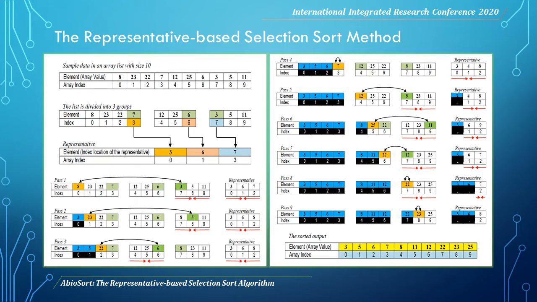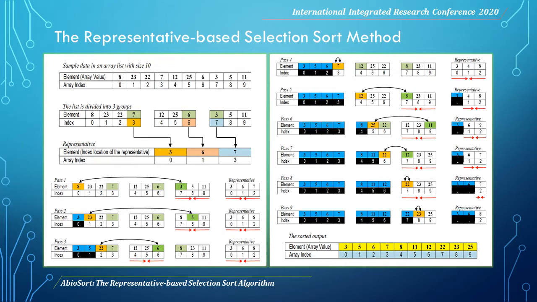Although the algorithm still needs to perform searches for a new representative from a group from time to time, the process is minimal only compared to traversing the entire unsorted portion of the array list. Hence, applying this method, the algorithm performs the following major steps.